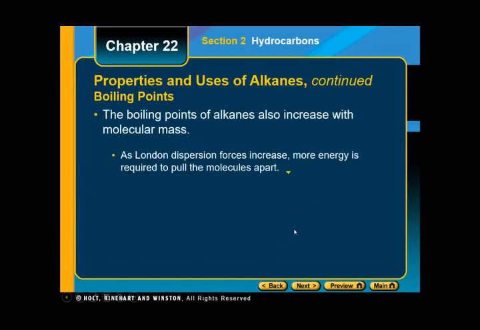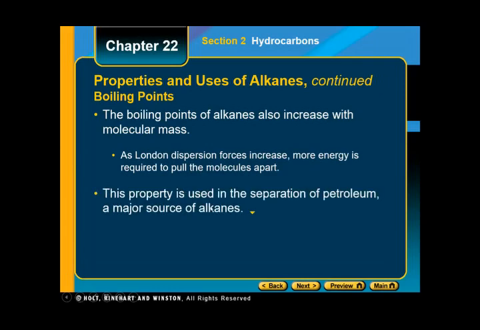The boiling point, of course, increases with molecular mass. It's logical that if we increase the carbon atoms and the bonds between them, you need a higher melting point or boiling point. Why? As we said before, because the London dispersion forces increase, and more energy is required to pull the molecules apart. So by increasing the number of carbon atoms, the boiling point increases as well.